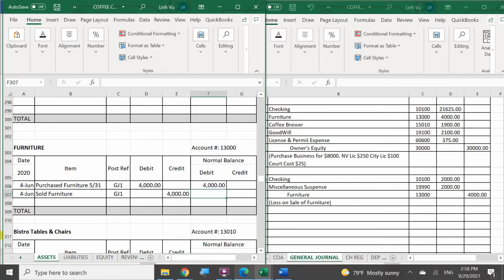A credit decreases my assets, right? So if I started out with $4,000 worth of furniture and I end up getting rid of $4,000 worth of furniture, how much furniture should I have left? Zero. Debits increase furniture, but in this case, I sold it. I got rid of it, so I had to decrease my account using a credit. Maybe I don't like what the previous shop did, it doesn't match my store, I don't know who used it, so I'm getting rid of it.